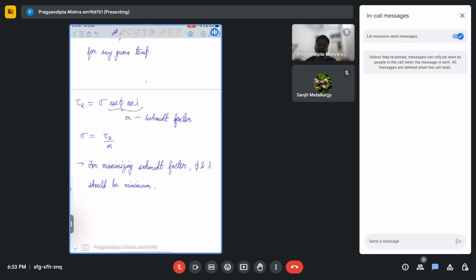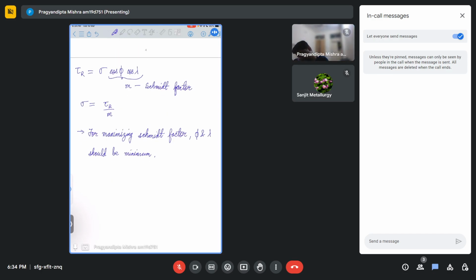Why? Because it's cos, right? Sine of something is more like ascending from 0 to 90, but cos of something will be descending. It goes from 1 to 0. If you go from cos 0 to cos 90, it goes from 1 to 0, while sine goes the opposite way, right? So we need to have minimum phi and lambda, while cos phi into cos lambda should be maximum.